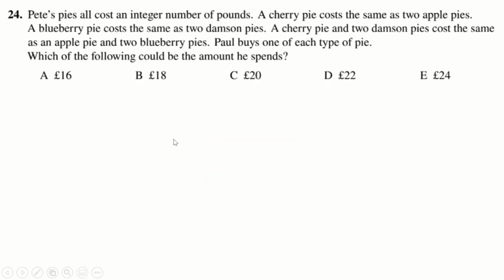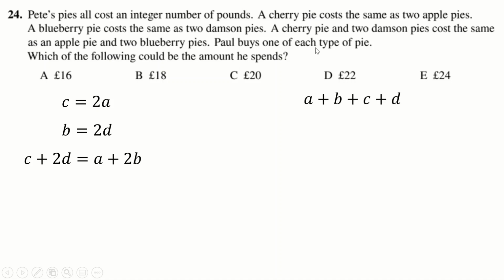Question 24. So I'll show you, quote unquote, I guess, a proper solution to this. And then I'll also mention you could use trial and error, I think. But okay, so C, let's code this. So C is 2A, B is 2D, and C plus 2D is A plus 2B. Okay, Paul buys one of each. So we're looking for A plus B plus C plus D, and we're looking for it to be one of these things.